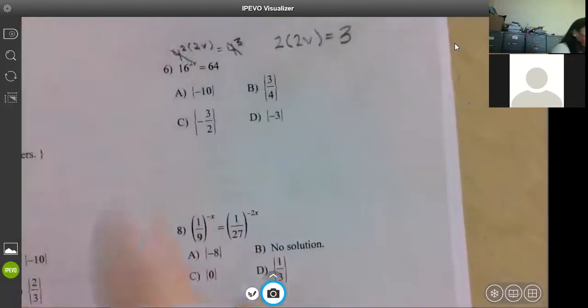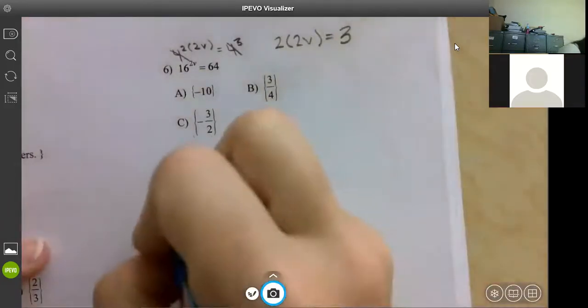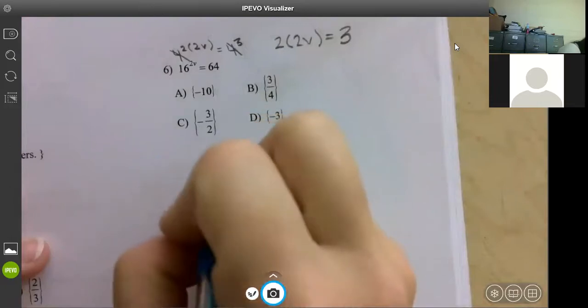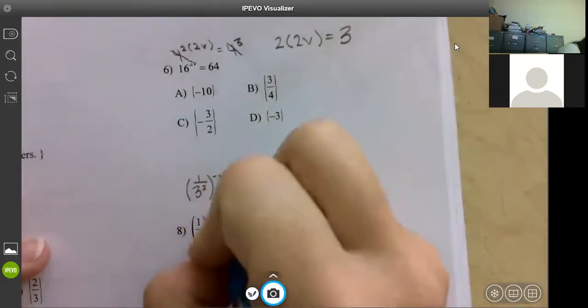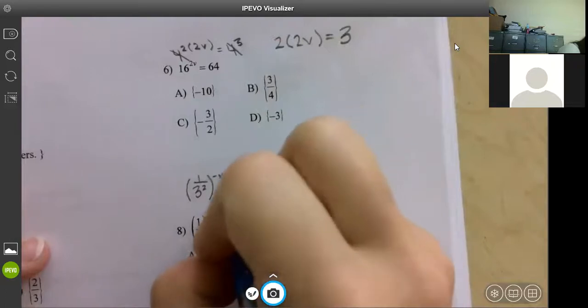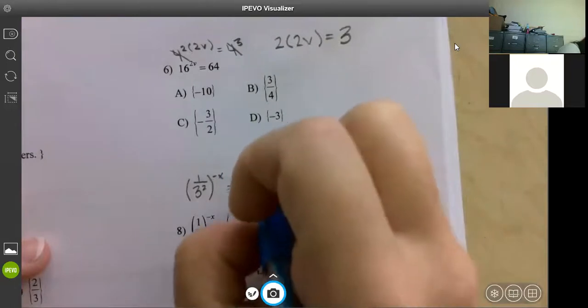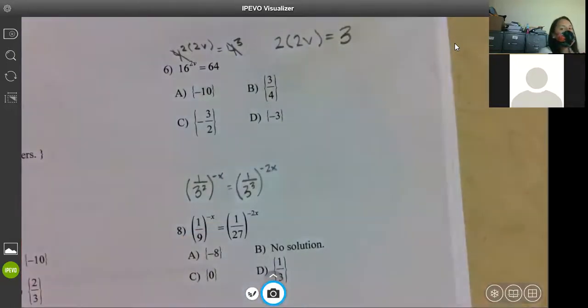So I showed you that to get here. 9 is what? How can I change it? 3 squared. So what we're going to have is 1 over 3 squared to the negative x. 27 is 3 to the what? 3 to the third.